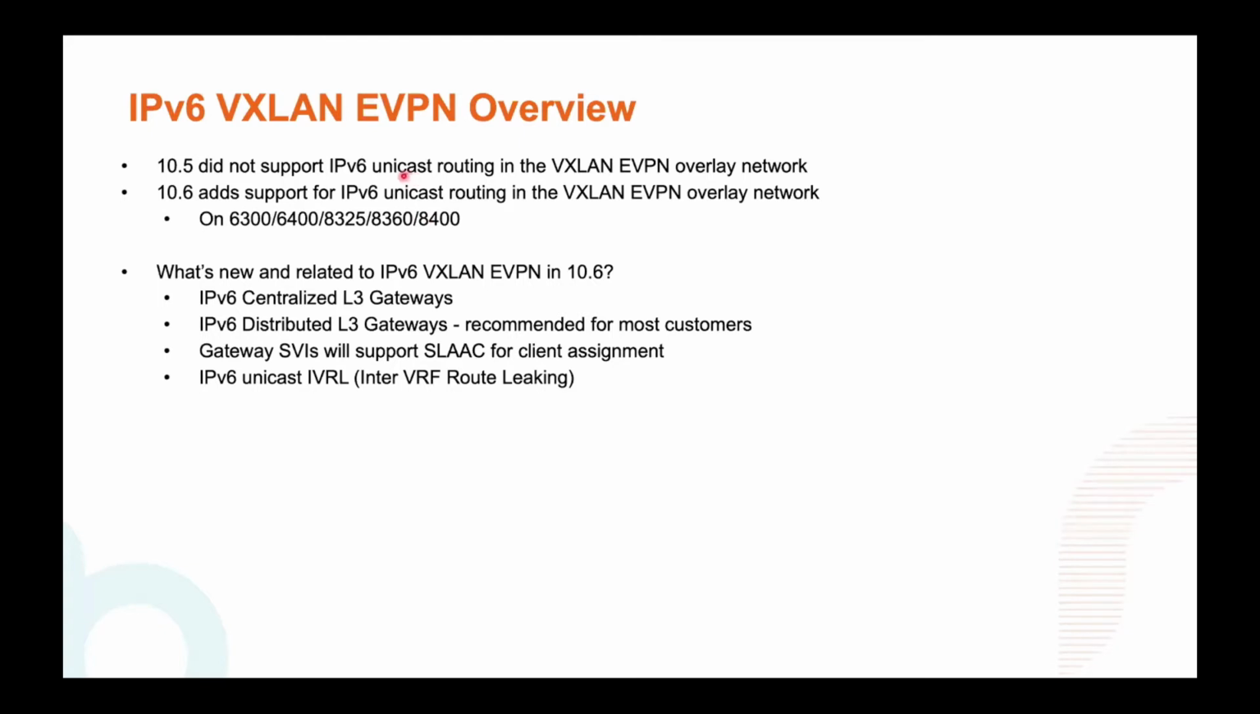So 10.5 did not support IPv6 unicast routing in the overlay. Right now we do support it in 10.6 on all these platforms. So what's new and related to IPv6 in the overlay? We support it in both centralized and distributed gateways, but obviously we recommend distributed gateways for most customers. The gateway SVIs will support SLAAC for client assignment, only SLAAC. No DHCPv6 relay in 10.6. And if you do need to, we support IVRL for IPv6 unicast. IVRL stands for inter-VRF route leaking.